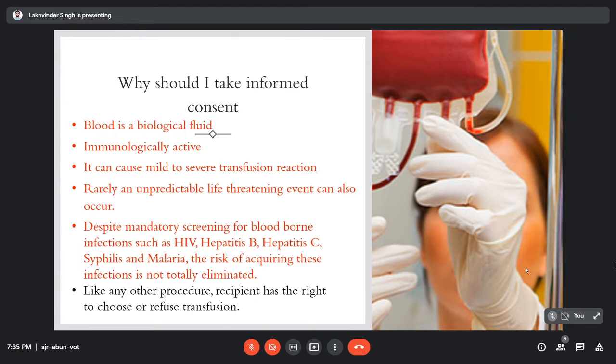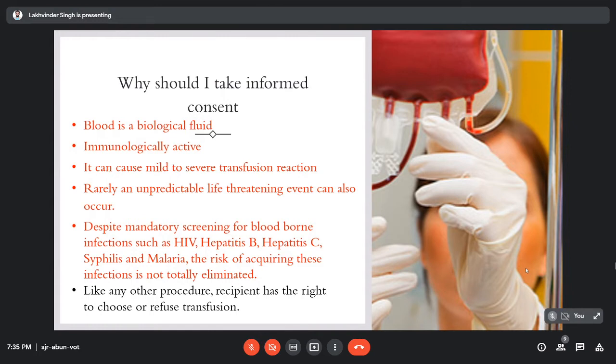And blood being a biological fluid, it's as good as a transplant, because we are transfusing the WBCs also, platelets also. So many antigens are being transfused, so it may cause any kind of reaction. Second important point is, despite mandatory screening of blood-borne infections such as HIV, hepatitis B, C, syphilis, and malaria, these are the 5 infections which we screen before releasing the blood for transfusion, the risk of acquiring these infections is not totally eliminated.